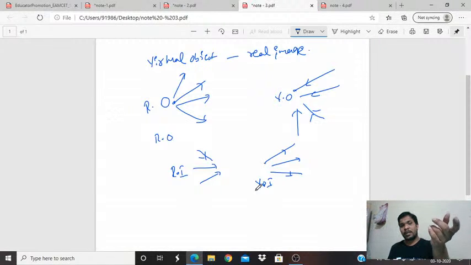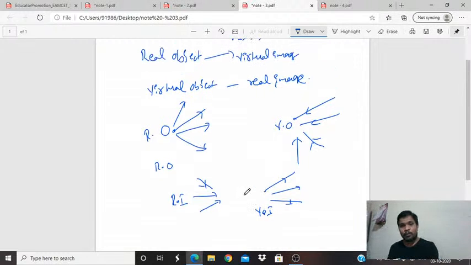Real object means light rays diverge from the object, and real image means light rays converge to the image. And virtual object means light rays appear to converge to the point. And virtual image means light rays appear to diverge from the image. So using this, we can study reflection on plane mirrors.